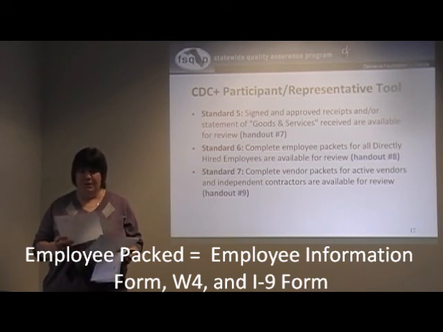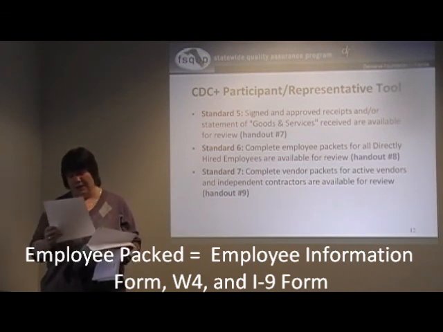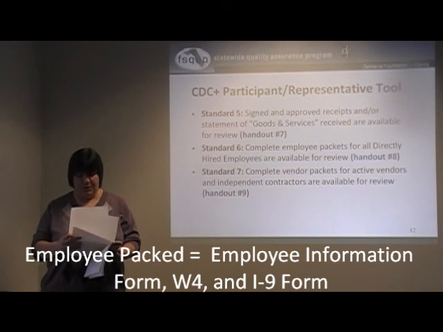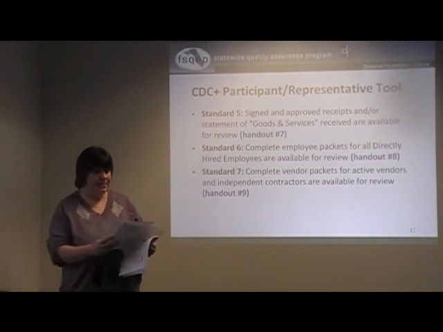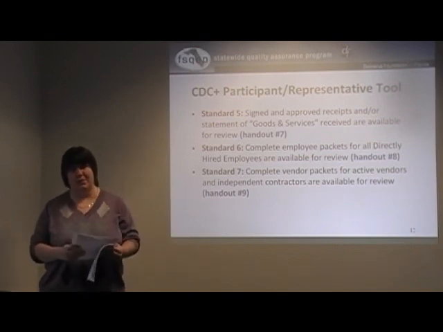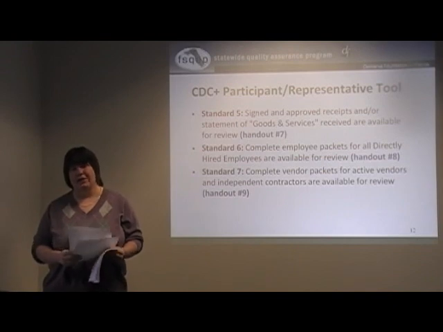So for the employee information, you have the employee information form. There's a W-4 form that you need to have for each of your employees, and that's the Employee's Withholding Allowance Certificate. And there is a government I-9 form, which is an Employment Eligibility Verification form. Those are the 3 pieces of paper that make up an employee packet. So those are the 3 pieces of paper that we're looking for.